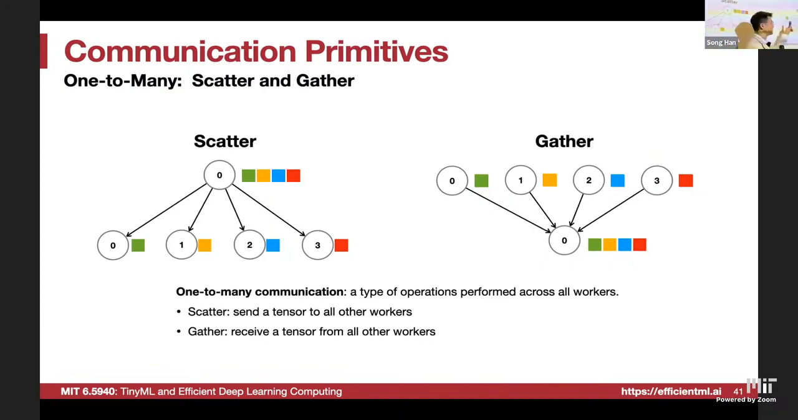And gather is saying each worker has a separate copy of one part of the data, and it's going to gather it together in another node. Which is the inverse of the scatter process.